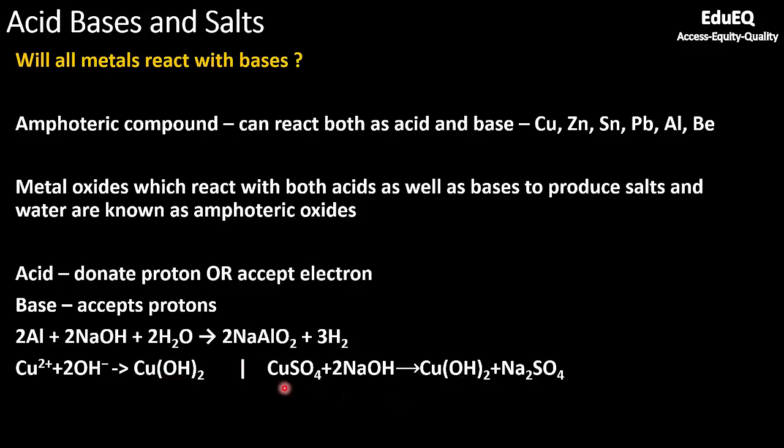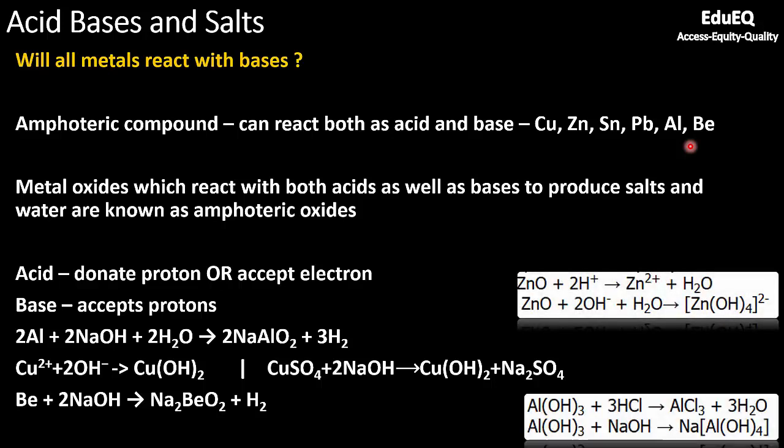To explain, maybe this is the ionic form. If I write it in compound form, copper sulfate plus NaOH will give you copper hydroxide and sodium sulfate. But again, copper is reacting with a base only because it's an amphoteric oxide. Then similarly, the reaction of beryllium with NaOH will evolve hydrogen. So the moral of this slide is that only amphoteric oxides will react with both acids and bases, and generally all metals will react with acids to evolve hydrogen.